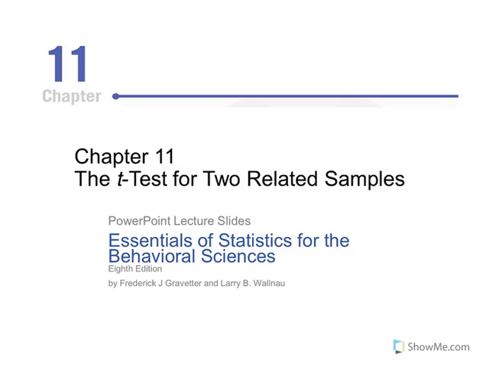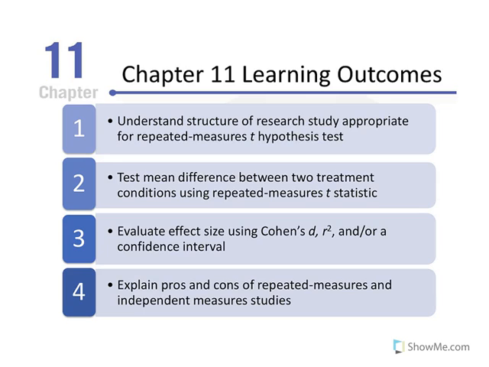Chapter 11, the t-test for two related samples. The learning outcomes or objectives for this chapter are as follows.